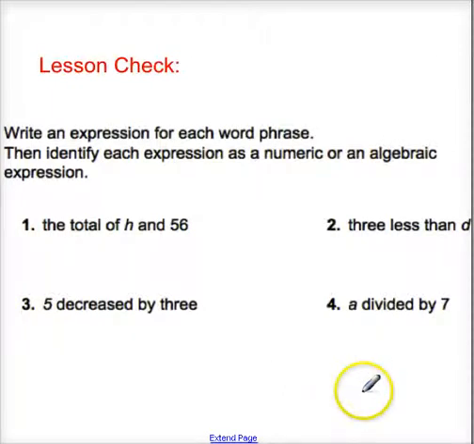All right, this brings us to the end of our lesson. I want you to complete the lesson check. You're going to write an expression for each word phrase, 1 through 4. Then identify if the expression is numeric or algebraic. Bring these 4 problems to class along with your notes from this lesson.